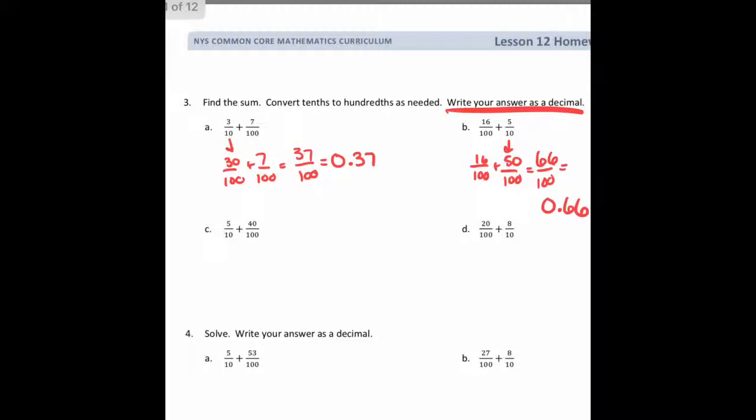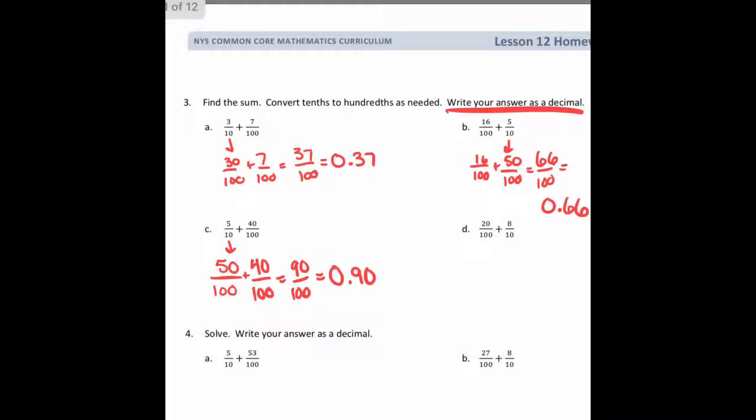Okay, part C, we have 5 tenths plus 40 hundredths. Well, 5 tenths is the same thing as 50 hundredths. Talked about that before, plus the 40 hundredths, which will give you 90 hundredths altogether, which as a decimal would be 0.9 or 0.90.